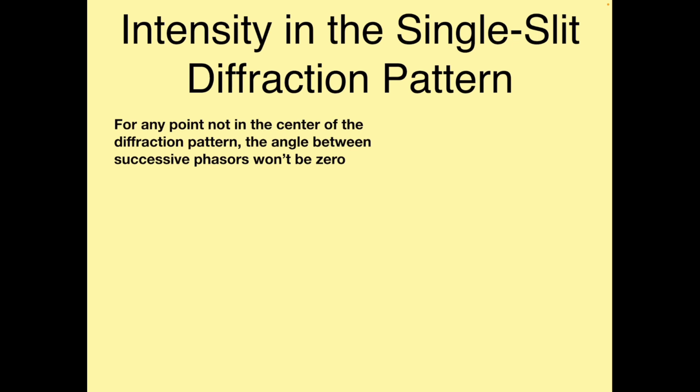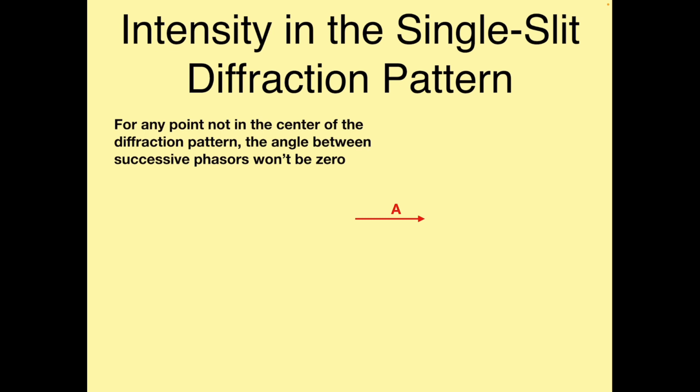So what happens then if we're not talking about the exact center of the screen, but some other point in the diffraction pattern? In this case, delta beta, which is the angle between our phasors, is not necessarily going to be 0. In other words, there will be a phase difference between these different waves, and we'll have to account for that. So here's how the phasor diagram will look in general.